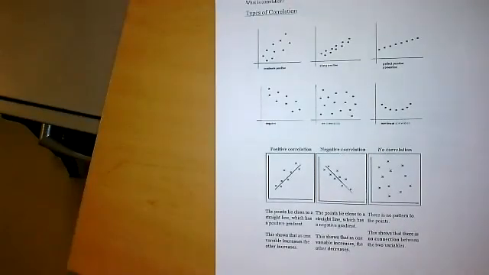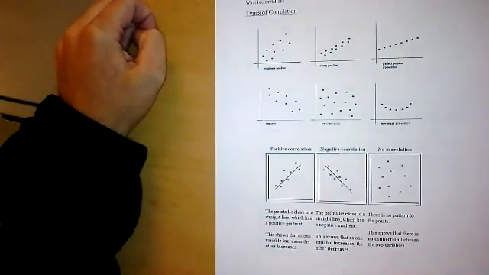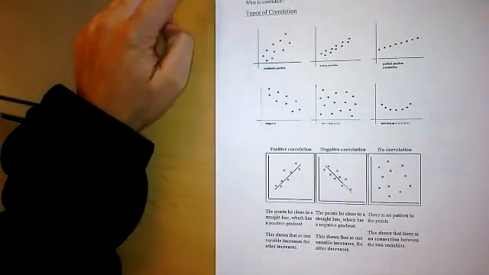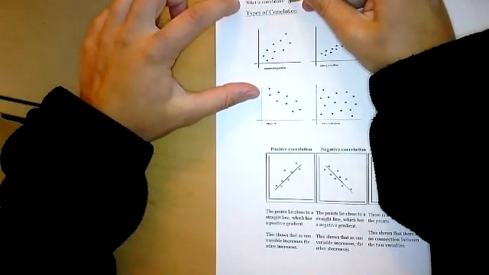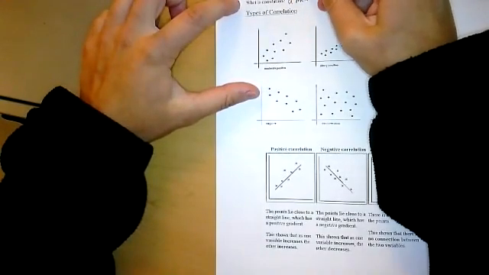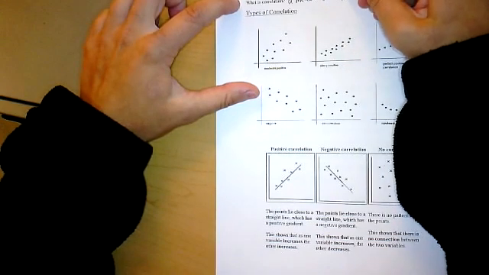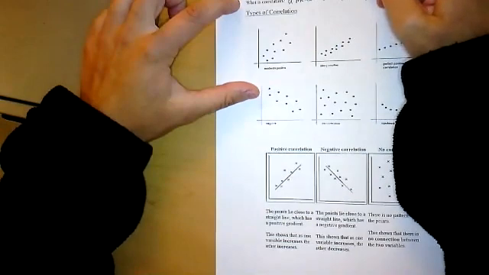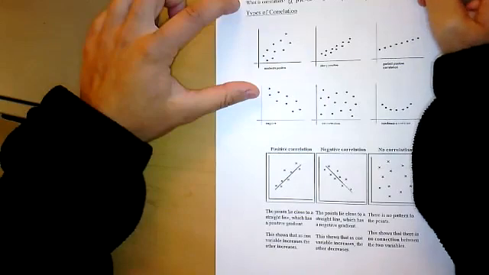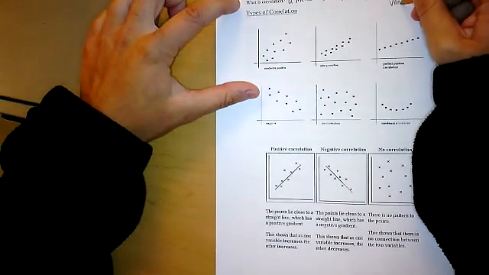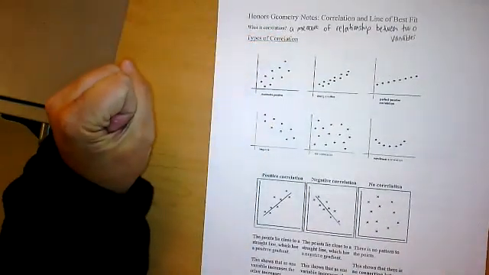Hi guys, so this is going to be a short lesson talking about correlation and line of best fit. So what you see down below in your notes is what is correlation. That word correlation is referring to, I'm going to write this down in our notes, a measure of relationship between two variables.